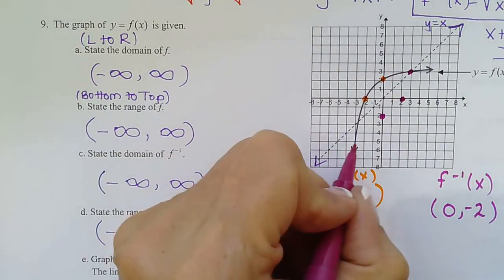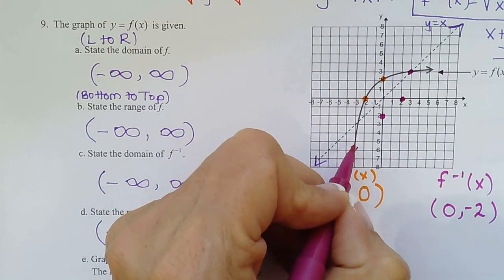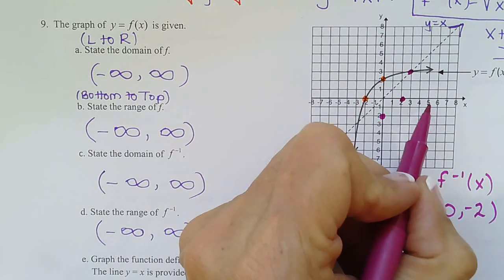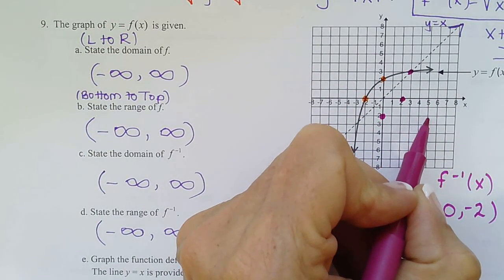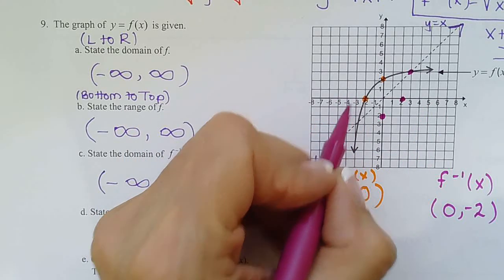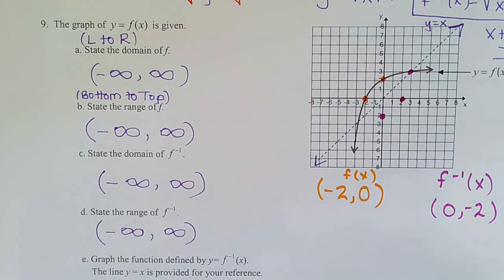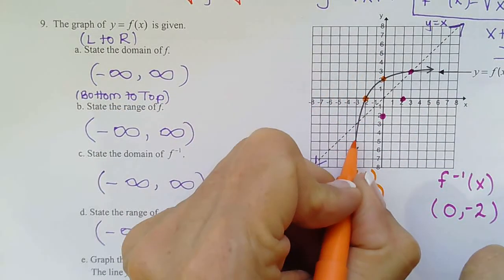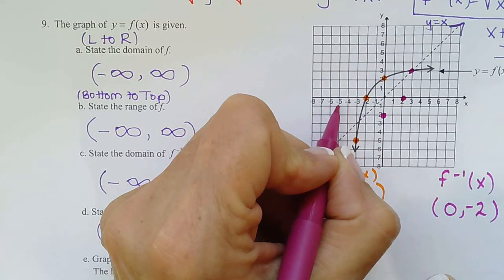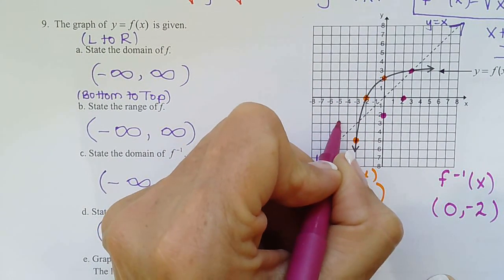And let's find a point down here. This is negative 3, negative 5. So switch the coordinates. It's going to be negative 5, negative 3. Whoops, that has to be orange. So do you see the graph?